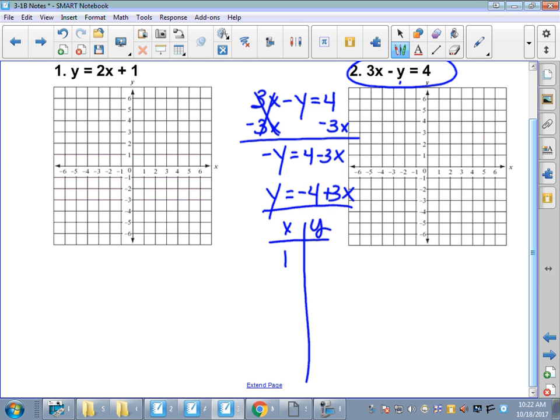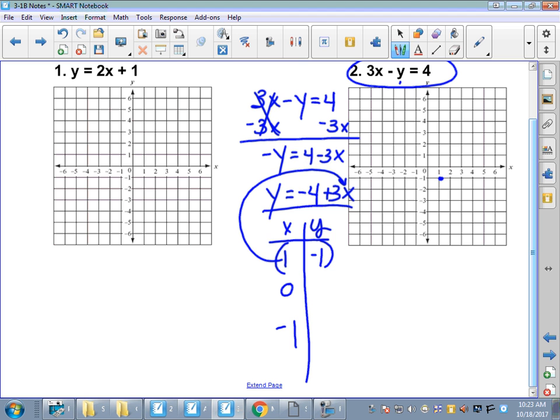So I'm going to use 1, 0, and negative 1. So when I plug in 1, I'm plugging 1 into this x value. I'm multiplying it by 3, and then I'm subtracting 4. You can use your calculator for this, but make sure you use the right order of operations. So 1 times 3 is 3. When I add that to negative 4, I get negative 1. This becomes an ordered pair, and that's one of your solutions on that line.